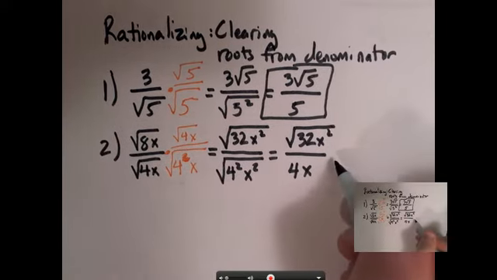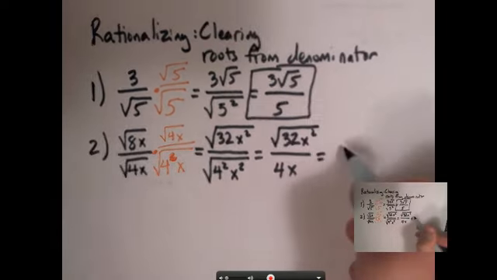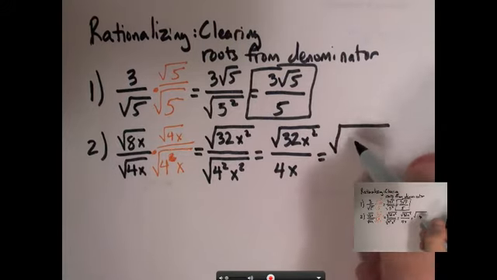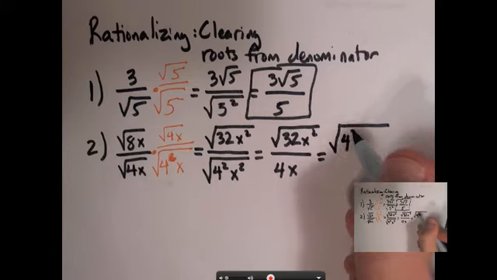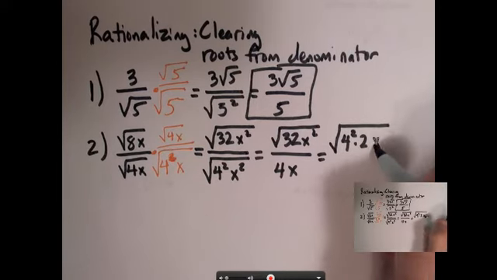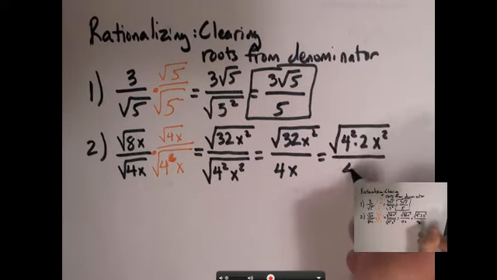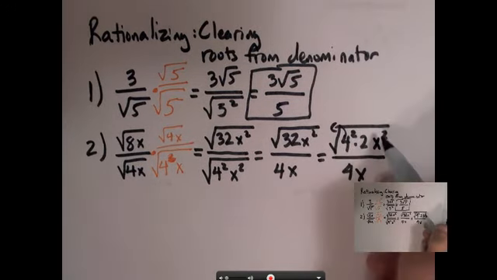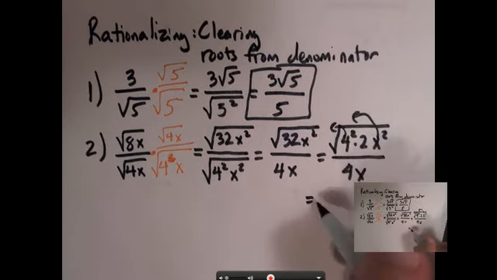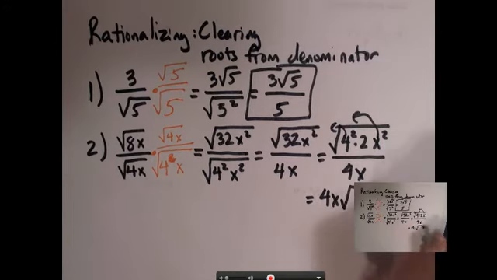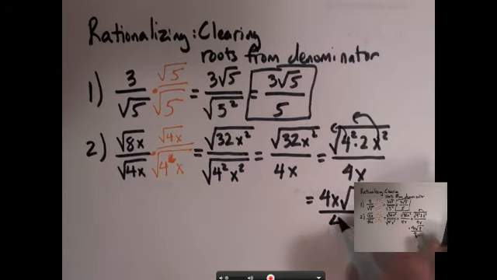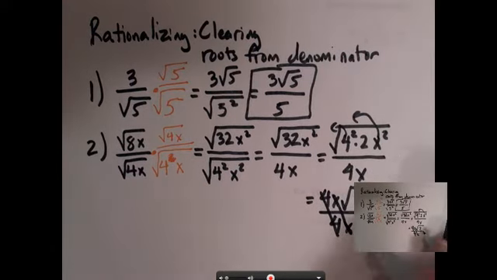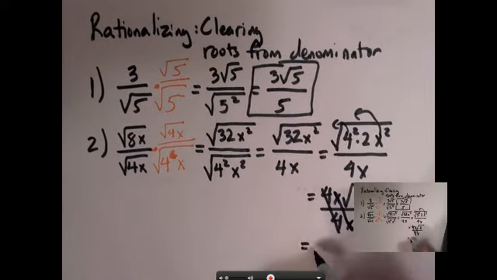And I can simplify that. Square root of 32x squared is, 32, I can break that down into the square root of 16 times 2. 16 is a perfect square. It's 4 squared. So basically the 4 can come out, the x can come out, so we're going to get 4x square root of 2 all over 4x. And now the 4's can become 1, the x's become 1, and we are left with the square root of 2.